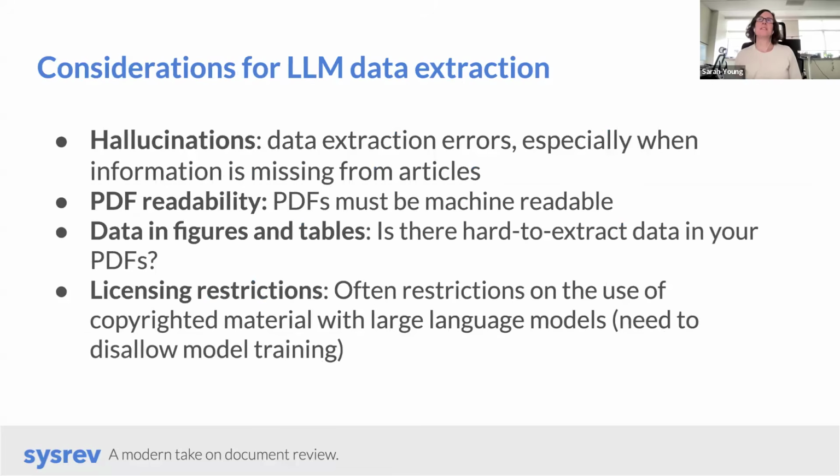So what are the things we need to think about in data extraction? Here's where hallucinations come into play. This is where the large language model returns just wrong, hallucinated answers. This is going to be especially important to think about when you might have information that just isn't present in the articles from which you're extracting data. So this is something that needs to be considered here.